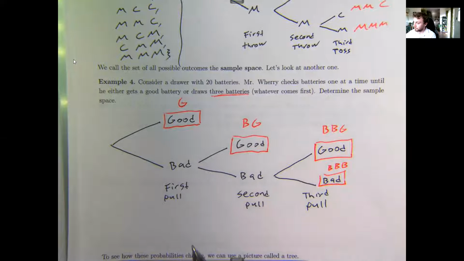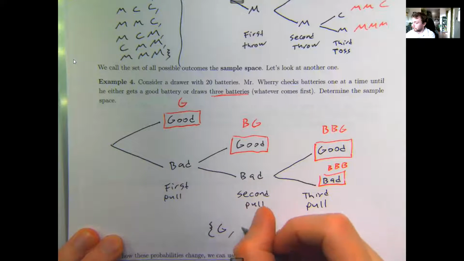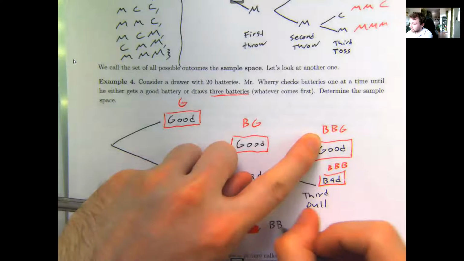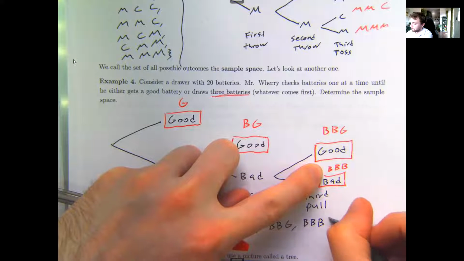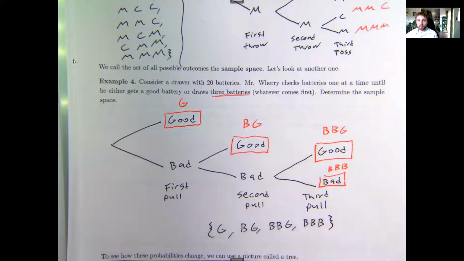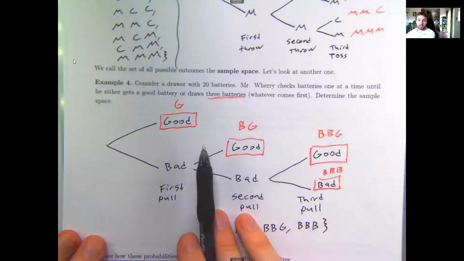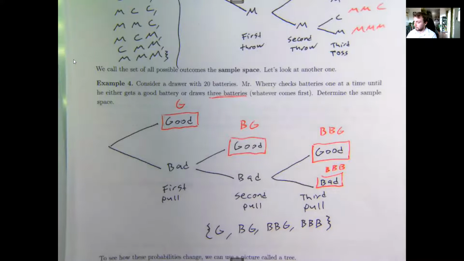This would give me a sample space of good, bad and good, bad, bad and good, and bad, bad, bad. So some of these trees are nice and symmetric. Depending on the context, it might just be a partial tree. Not only do these keep track of these changing events, we'll see that they also keep track of probabilities.